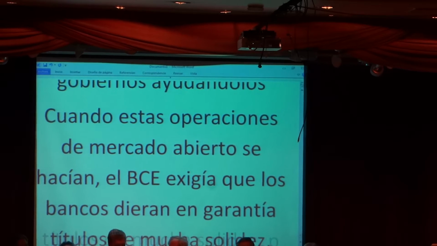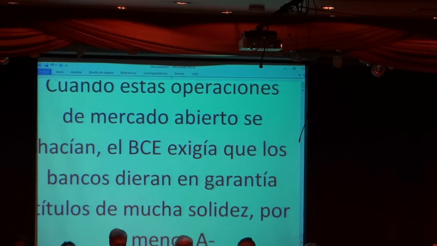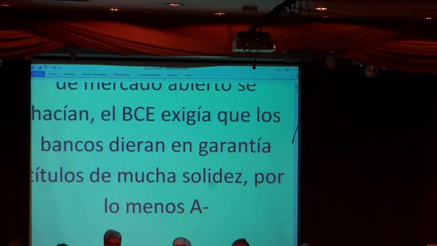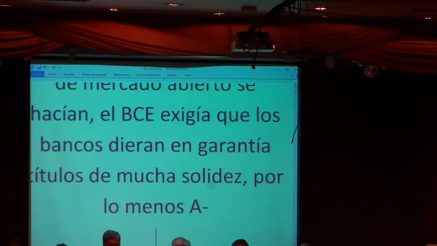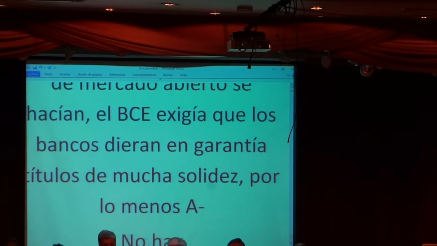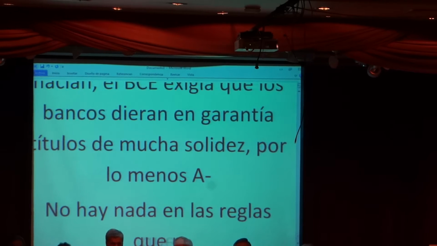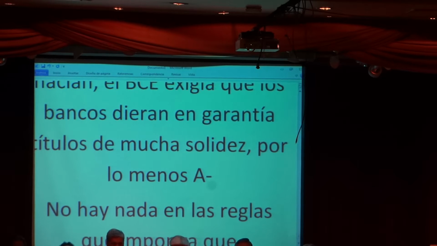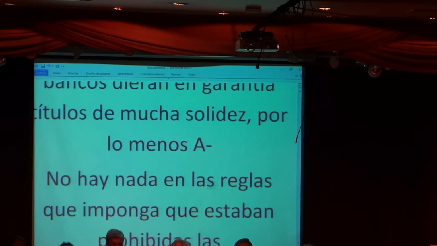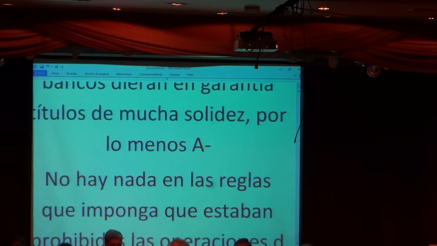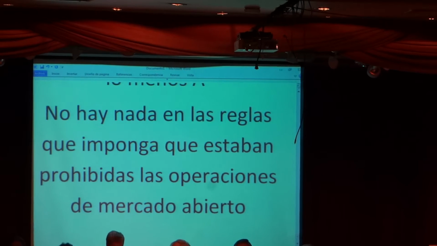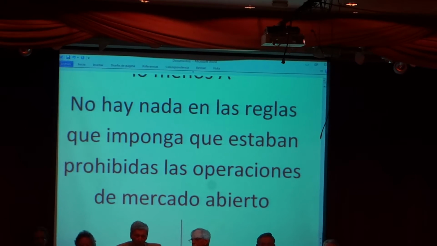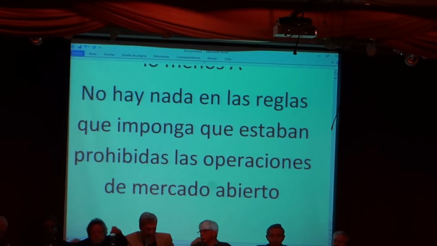The only thing that was allowed in relation to government securities was that there is nothing in the rules that forbids open market operations, meaning intervention by the central bank on the secondary markets. That means there was nothing prohibiting the ECB from purchasing government securities on secondary markets. But this was supposed to be for exceptional or irregular circumstances.